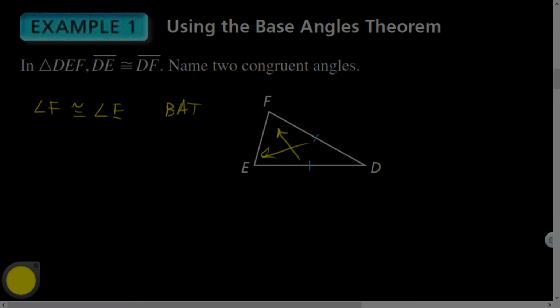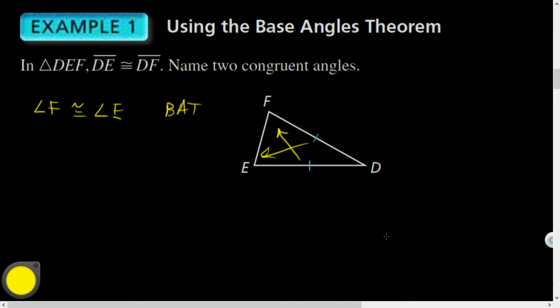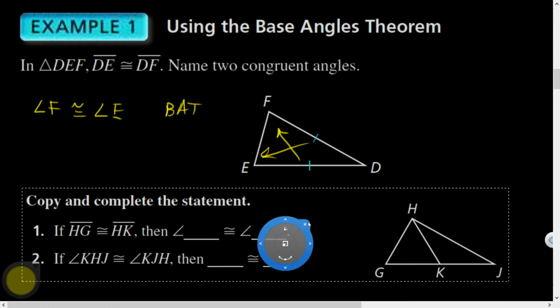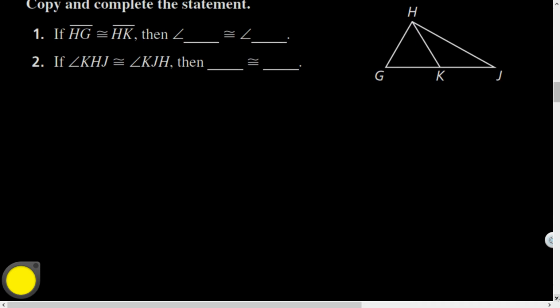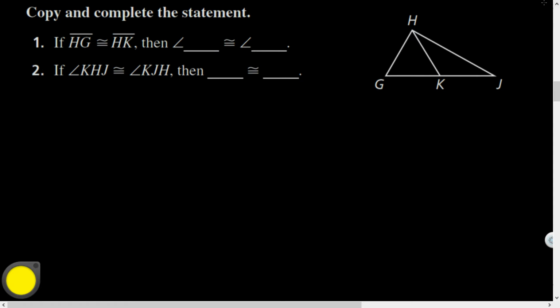Right. Here, how about this one? Ooh, I like this. I think I gave this to you. That's weird. Oh, yeah, no, this is fine. All right, this is monitoring progress questions 1 and 2. Oh, whoop. So it says copy and complete the statement. Already copied. Way ahead of you, friend. It says if HG is congruent to HK, what would be true?